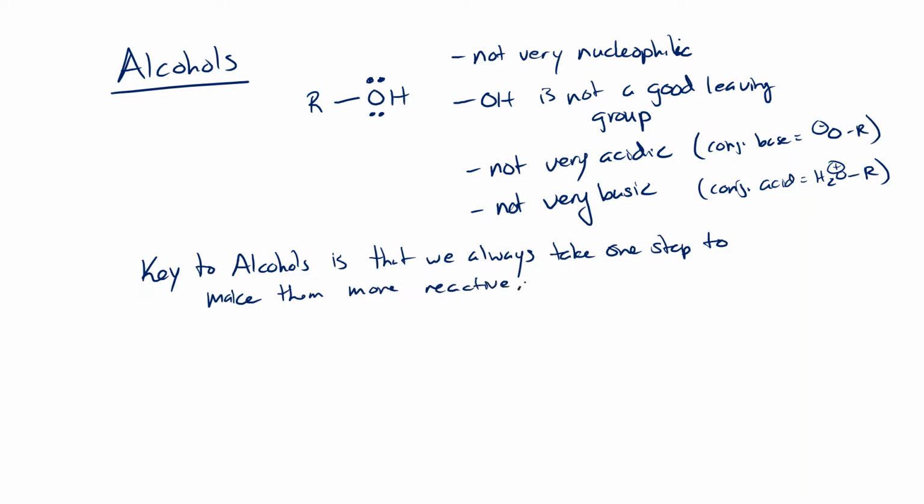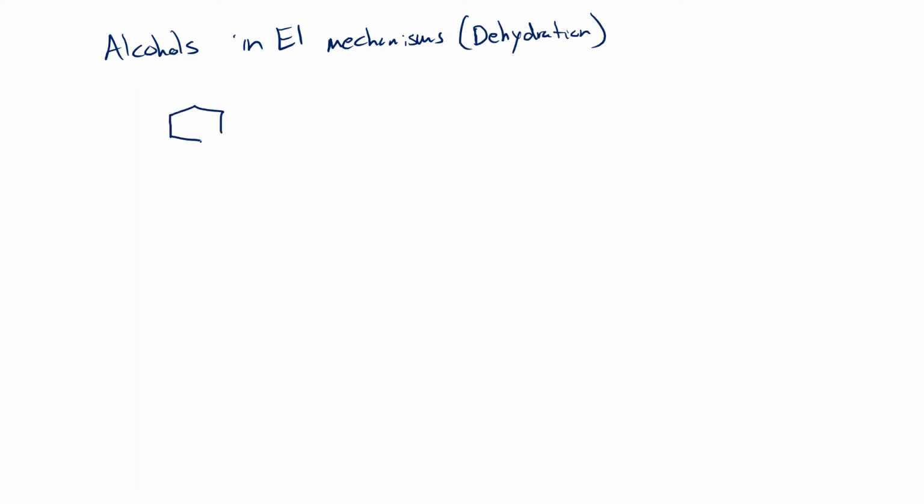Okay. So the first example that we're going to do of this is how we use alcohols in E1 mechanisms. This is called a dehydration, so we're going to lose water. All right, so we'll just use cyclohexanol. That's a nice alcohol that we can use. We're going to do an E1 mechanism, and so we're going to create a pi bond where we had sigma bonds before, so we're going to get to something that looks like this.